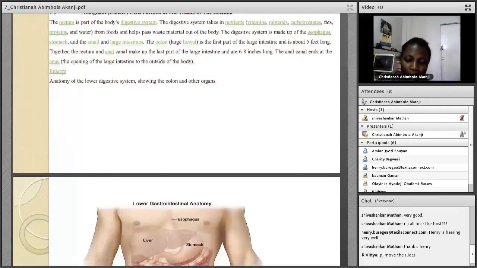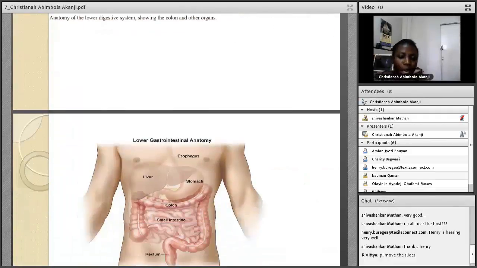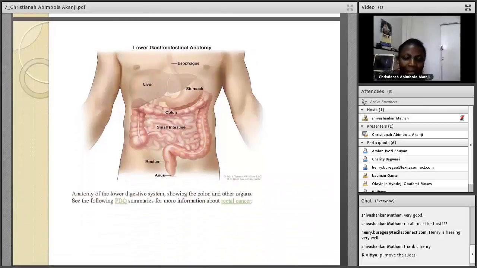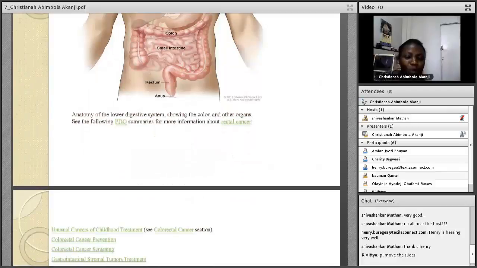Gastrointestinal anatomy. As I've earlier said, the lower gastrointestinal anatomy consists of the esophagus, liver, stomach here, the small intestine and anus. Anatomy of the lower digestive system is showing the colon and other organs.